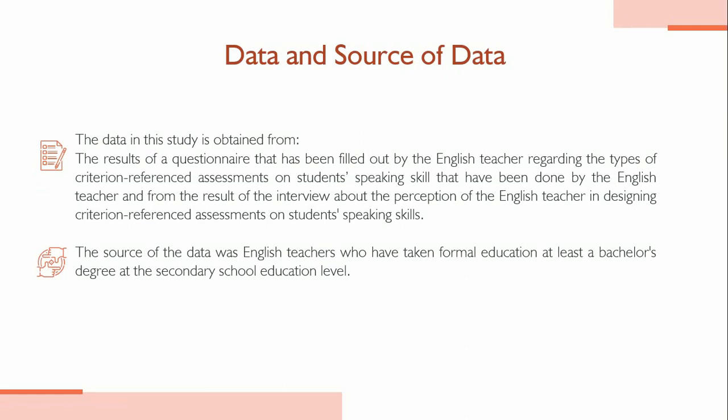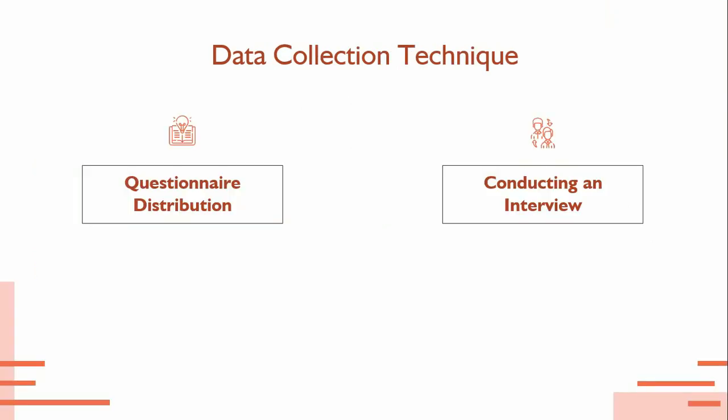Data and source of data. The data in this study is obtained from the result of a questionnaire that has been filled out by the English teachers regarding the types of criterion reference assessment on student speaking skill that have been done by the English teachers, and from the result of the interview about the perception of the English teachers in designing criterion reference assessment on student speaking skill. And then the source of the data was English teachers who have taken formal education, at least a bachelor's degree at the secondary education level.